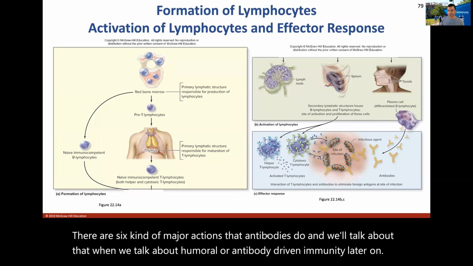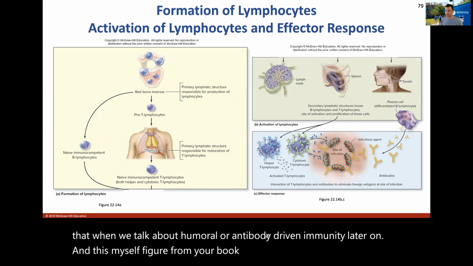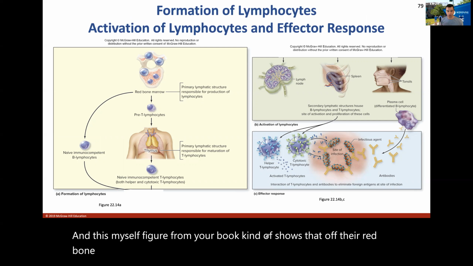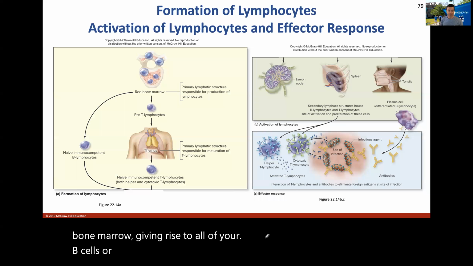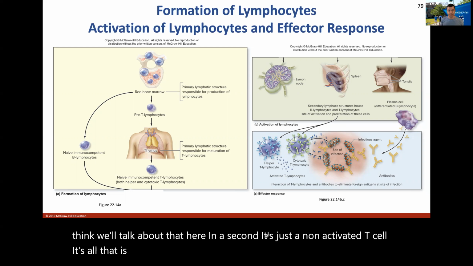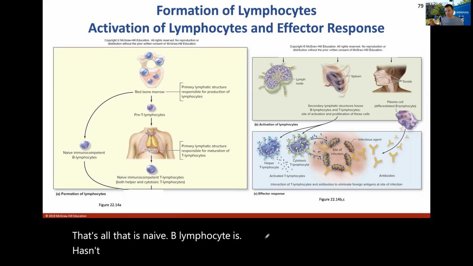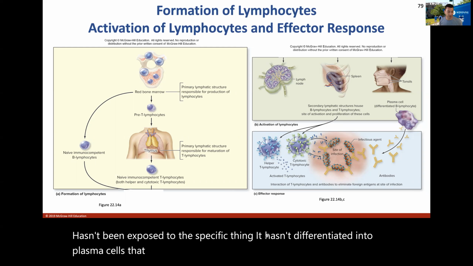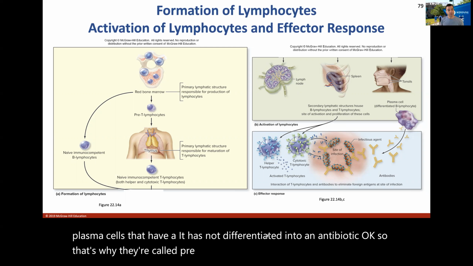And this nice little figure from your book kind of shows that off there. Red bone marrow giving rise to all of your B cells or T cells, okay? And you can see they call them pre-T lymphocytes, and I think we'll talk about that here in a second. It's just a non-activated T cell. That's all that is. Naive B lymphocyte hasn't been exposed to the specific thing. It hasn't differentiated into plasma cells. It has not differentiated into an antibody, okay? So that's why they're called pre and naive, all right? But those are the primary structures.